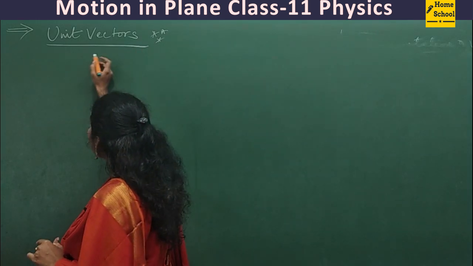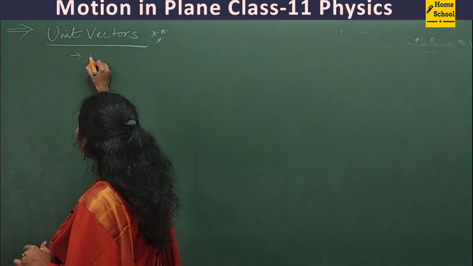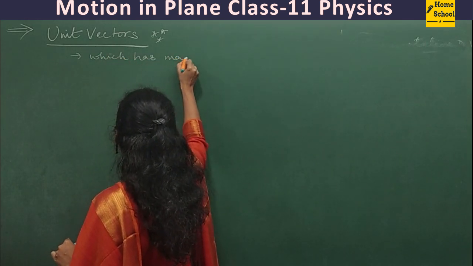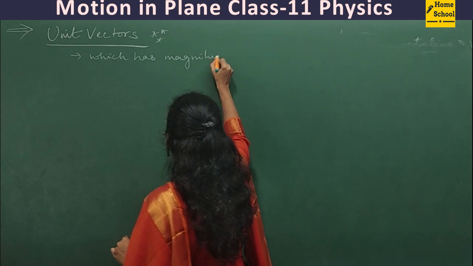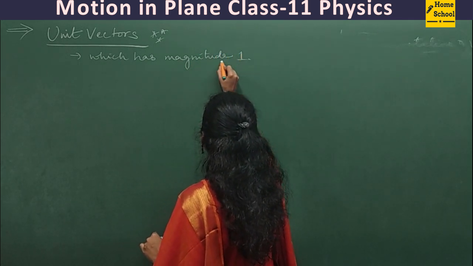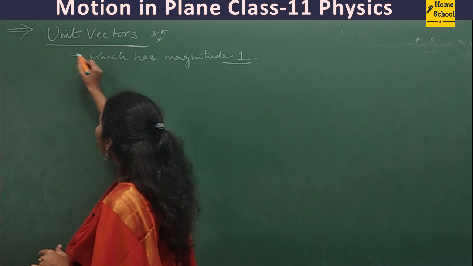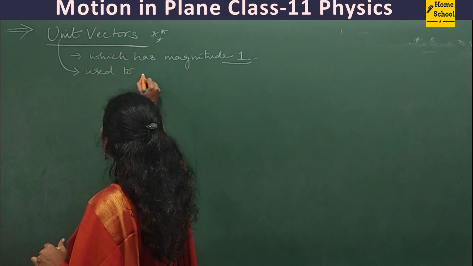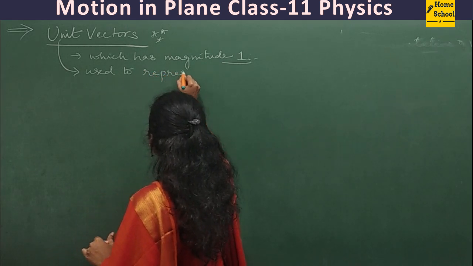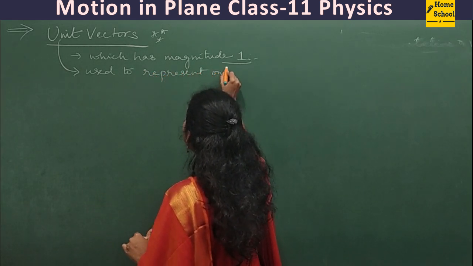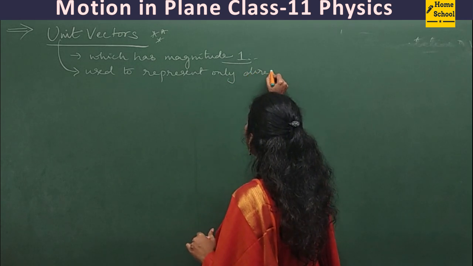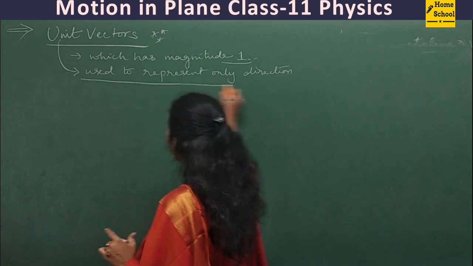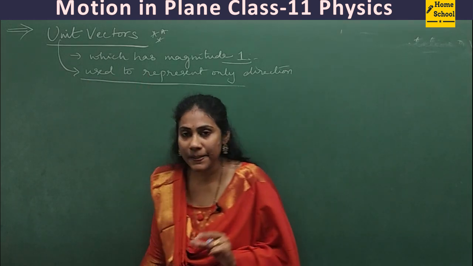A unit vector is a vector which has magnitude 1. And what is the use of this unit vector? This is mainly used to represent only direction. Only direction.